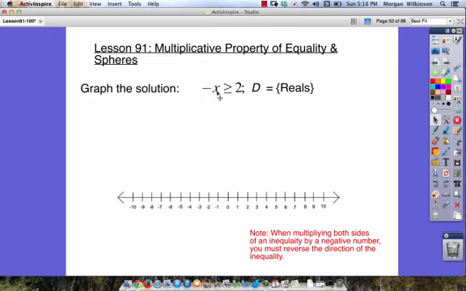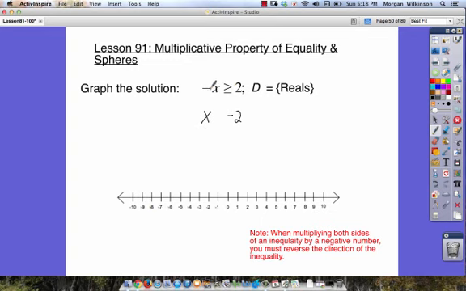And since it's negative x, and we just want x, we're going to have to multiply both sides of our equation by -1 to undo our negative. Or we can just move the negative symbol to the other side of the inequality. So what we're going to get is x, and then we move the negative sign to the other side, and we get -2, not the inequality, the negative sign.